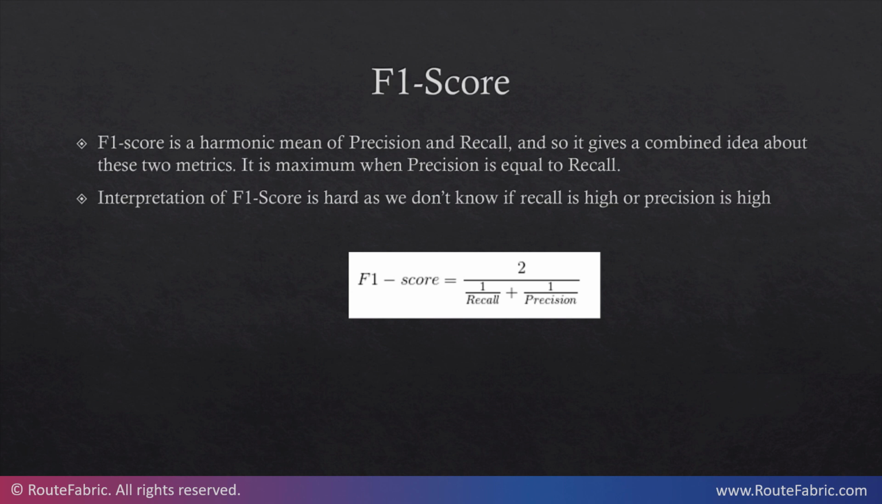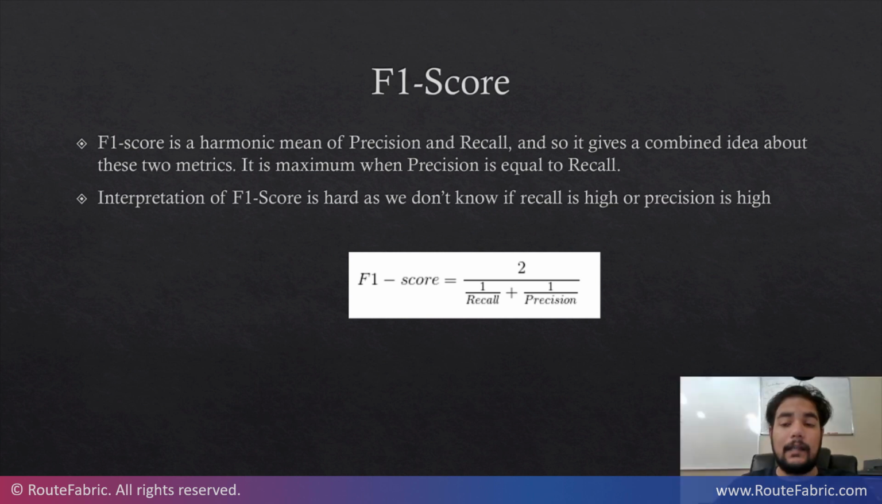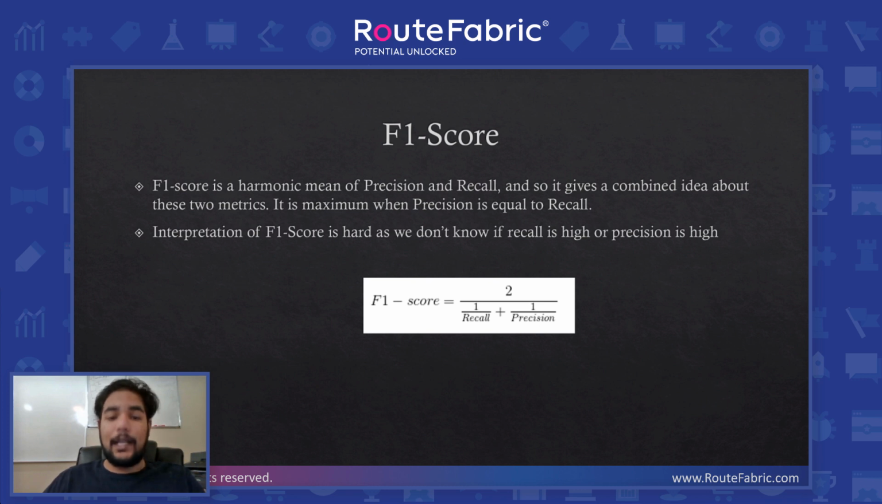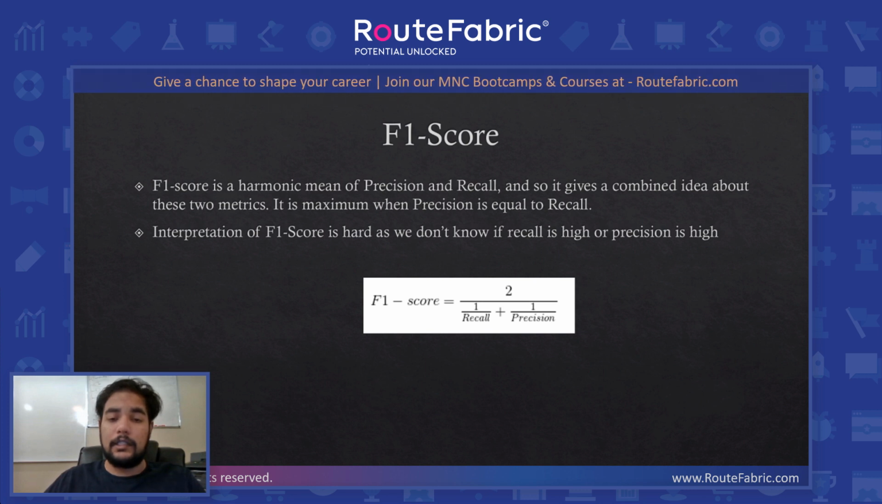Next, we have something called F1 score. F1 score is a combination of precision and recall. It gives us a combined idea about how these two metrics are. It is maximum when precision is equal to recall. The interpretation of F1 score is actually kind of hard, as we are not sure if recall is high or precision is high when we find the F1 score.